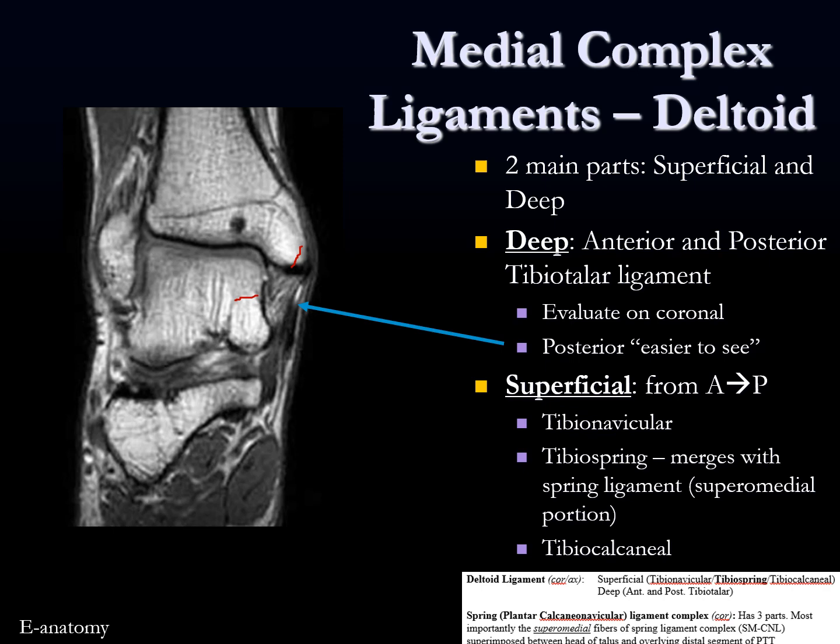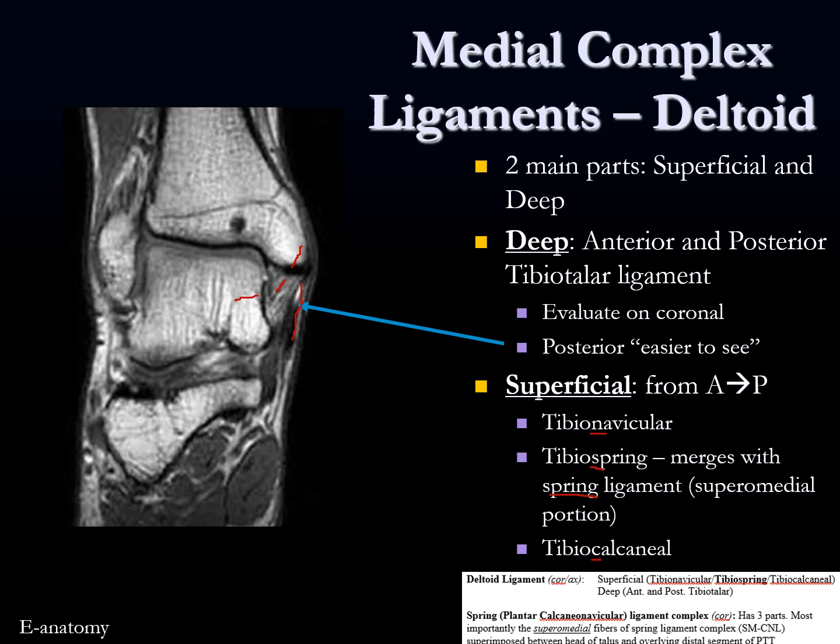Now the superficial deltoid is superficial to that. So if that's the deep deltoid, we know that this has to be the superficial deltoid. And that has multiple ligaments which have a little bit of complex anatomy. And at their distal attachments, they variably insert with the spring ligament. So that's a little bit hard anatomy to know, but I think worth learning. But for whatever reason, I got in my mind these three letters: navicular, spring, calcaneal. So NSC. Tibionavicular, tibiospring, tibiocalcaneal.